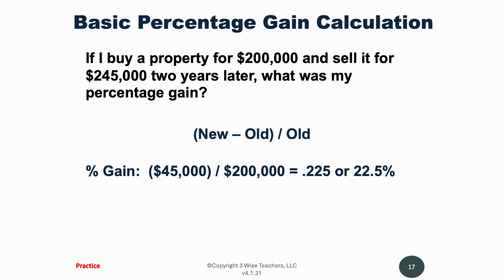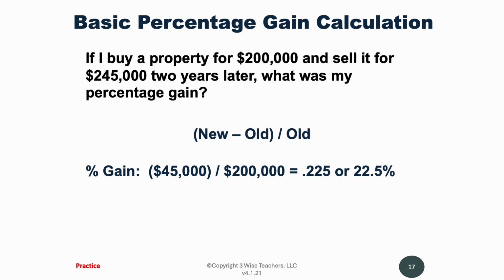Your gain was $45,000. You're going to divide that by the old, I would really call that the original price that you had. And what you'll see in this case is your gain on that property, given those terms, was 22.5%. That could be a math question for you. And I've got to be honest with you, that's as hard as it's going to be. So if you understand that concept, you're in really good shape.